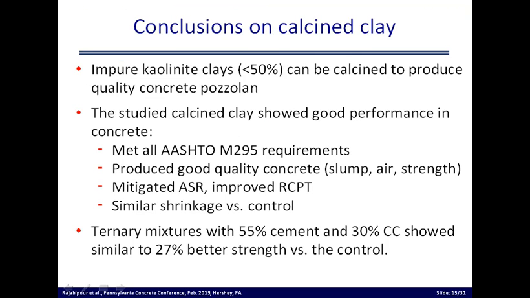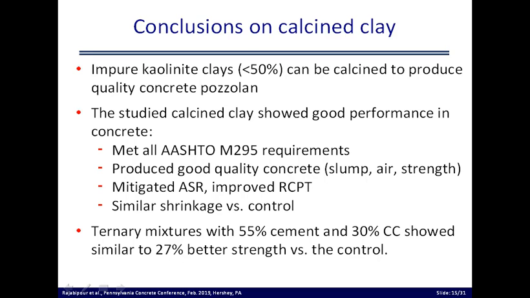Slide number 15. These are some essentially conclusions on calcined clays. So impure kaolinite clays that have less than 50% kaolin content can be heat treated to produce a quality concrete pozzolan. And the source of clay that we studied and calcined showed good performance in concrete. It met all AASHTO M295 or ASTM C618 requirements. It produced a good quality concrete in terms of slump, air content, and strength. It mitigated ASR. It reduced the chloride permeability, and it had a similar shrinkage versus the control.